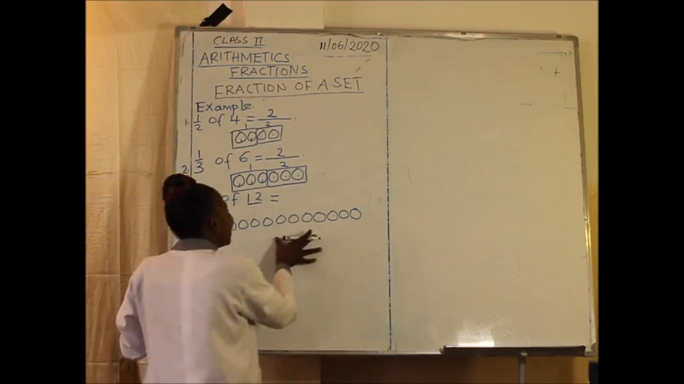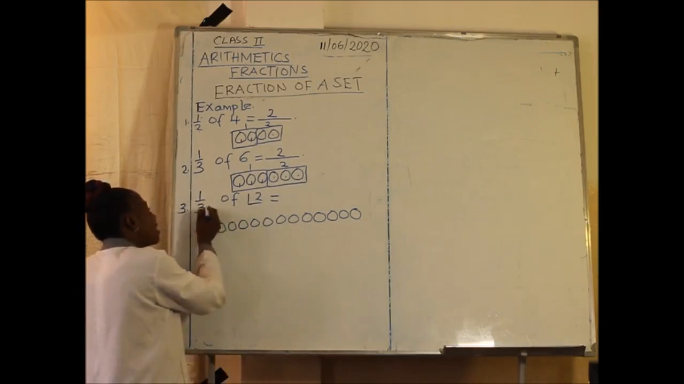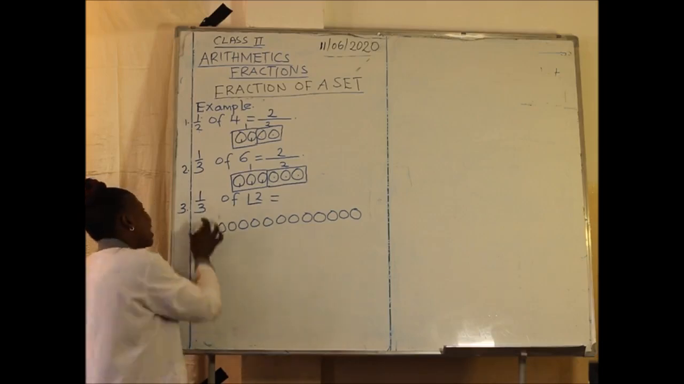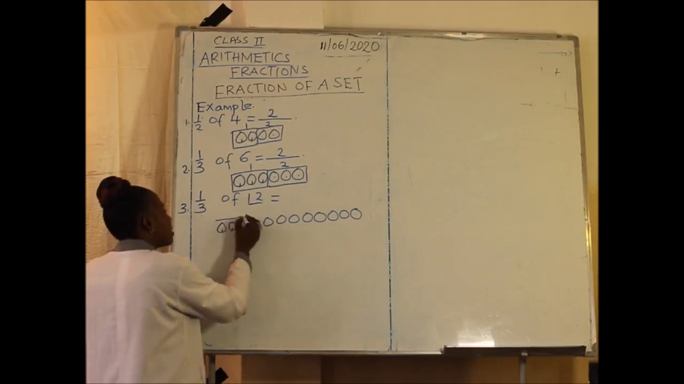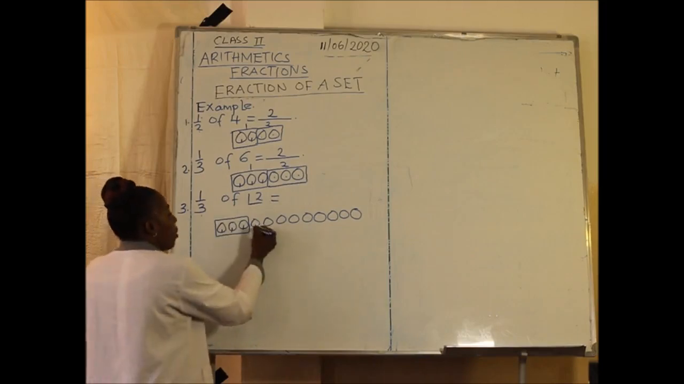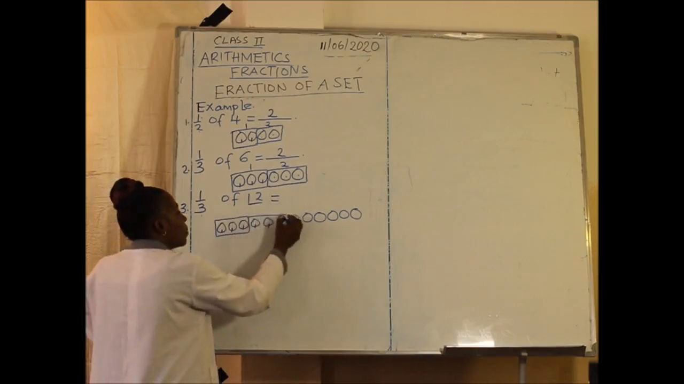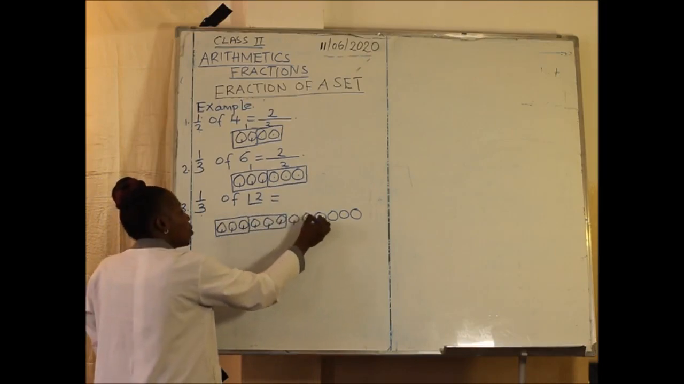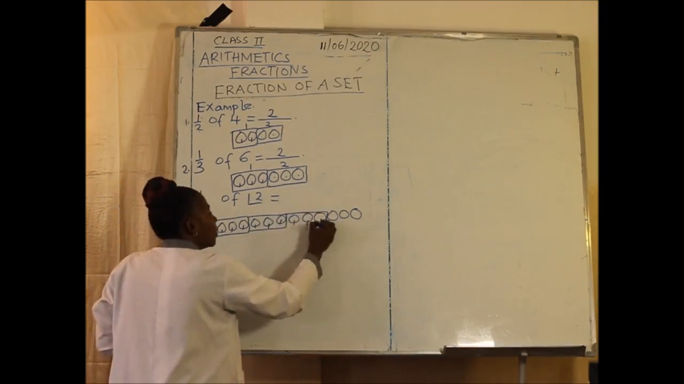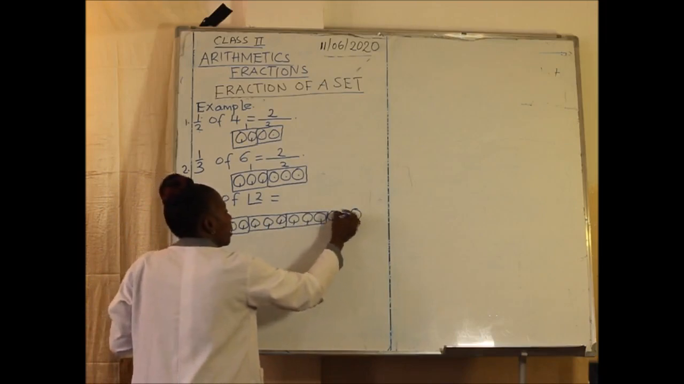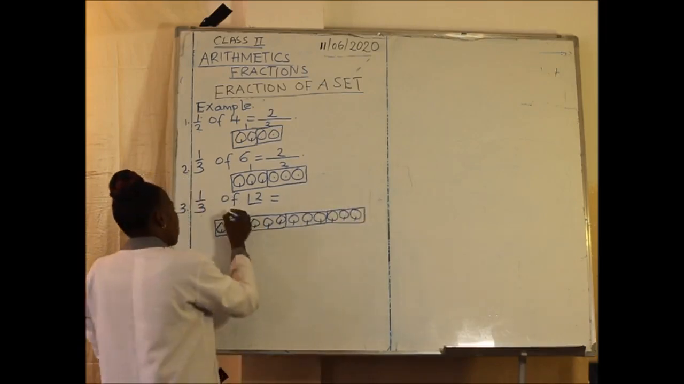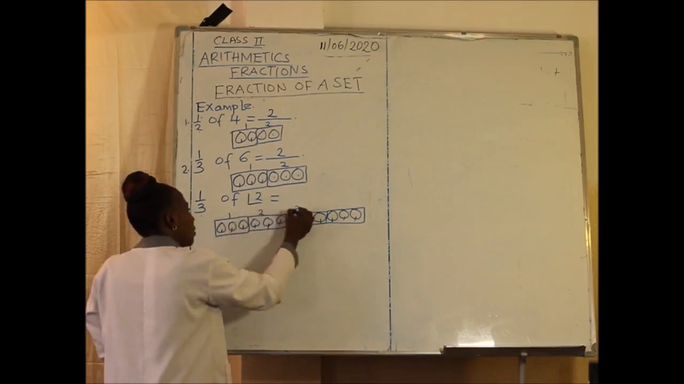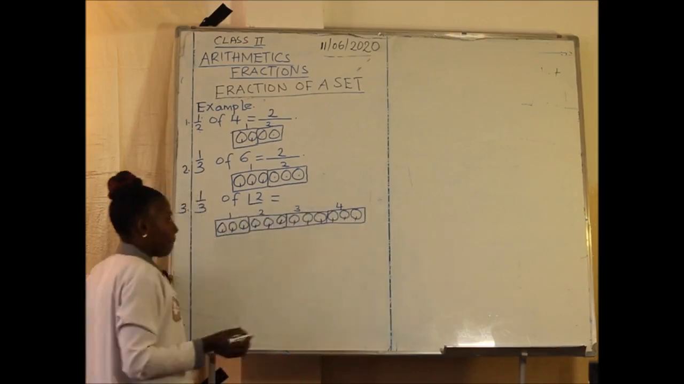Out of these 12 items, how many groups of the denominator? These 3, that is our denominator. How many equal parts do we have here? That is 1, 2, 3 as the first group. So we are creating groups of 3 out of 12. 1, 2, 3. Another group. 1, 2, 3. Another group. 1, 2, 3. Another group. So how many groups do we have? So this is 1, 2, 3, 4.